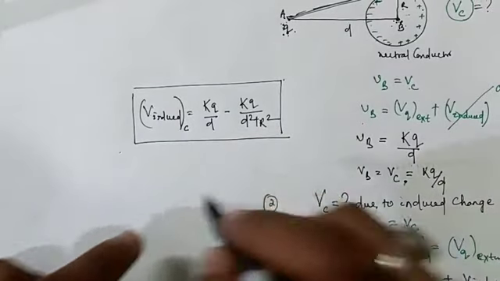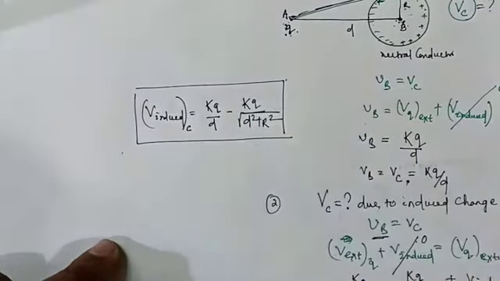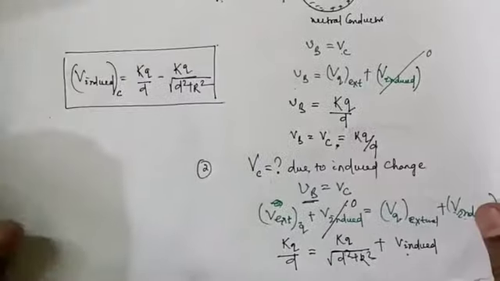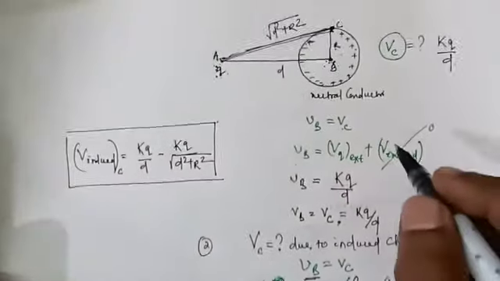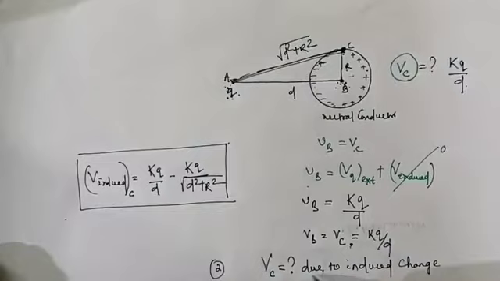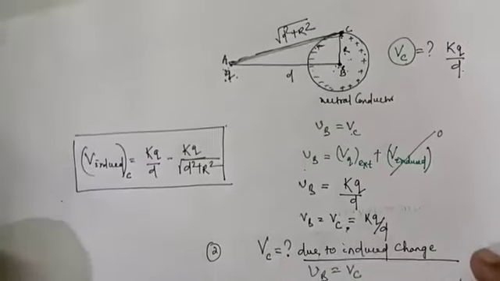The student must be aware about this thing. This is root over. One thing I missed. This is root over. One more time I want to explain to the student that if someone is asking you to find the expression of the potential at point C due to which charges? Induced charges. What will I write?